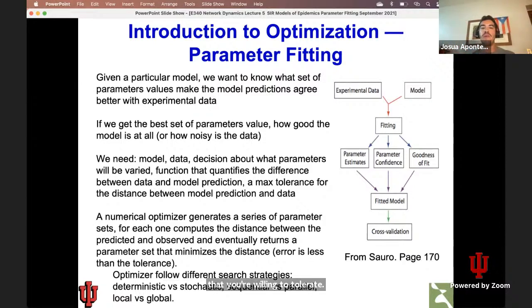These numerical optimizers follow different strategies. We'll see some of them today. Some of them are deterministic versus stochastic. Some of them are sequential versus parallel, and some of them do local versus global searches. And we will see examples of some of these strategies in the next couple of slides.